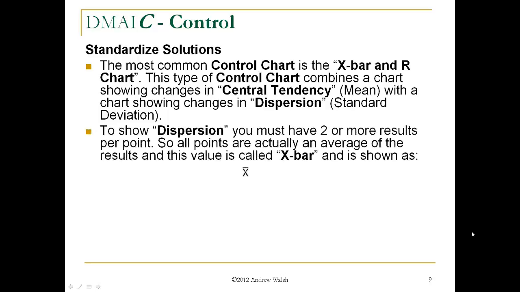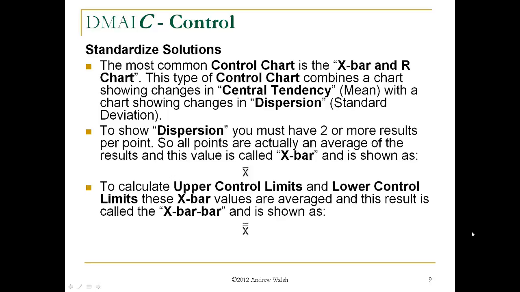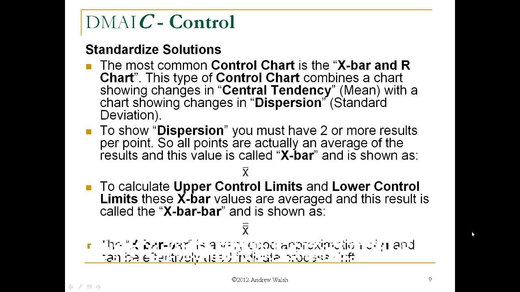To show dispersion, you must have 2 or more results per point. So all points are actually an average of the results, and this value is called X bar and is shown as an X with a line over the top, as you see on the screen. Now, to calculate the upper control limits and lower control limits, these X bar values are averaged, and this result is called the X bar bar and is shown as the X with the two lines above it.